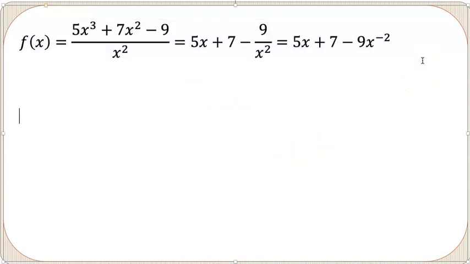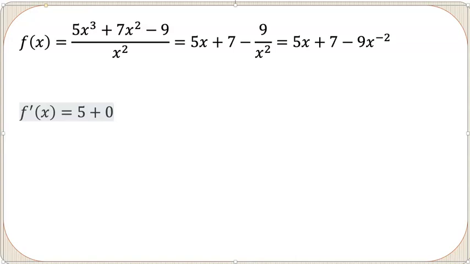So we now have something that we can differentiate in an easy way. No divisions to deal with. Alright, so f derivative of x is equal to, for the 5x, we're just going to have 5. For the 7, that's going to be 0. And then for the other one now, bring down the minus 2.